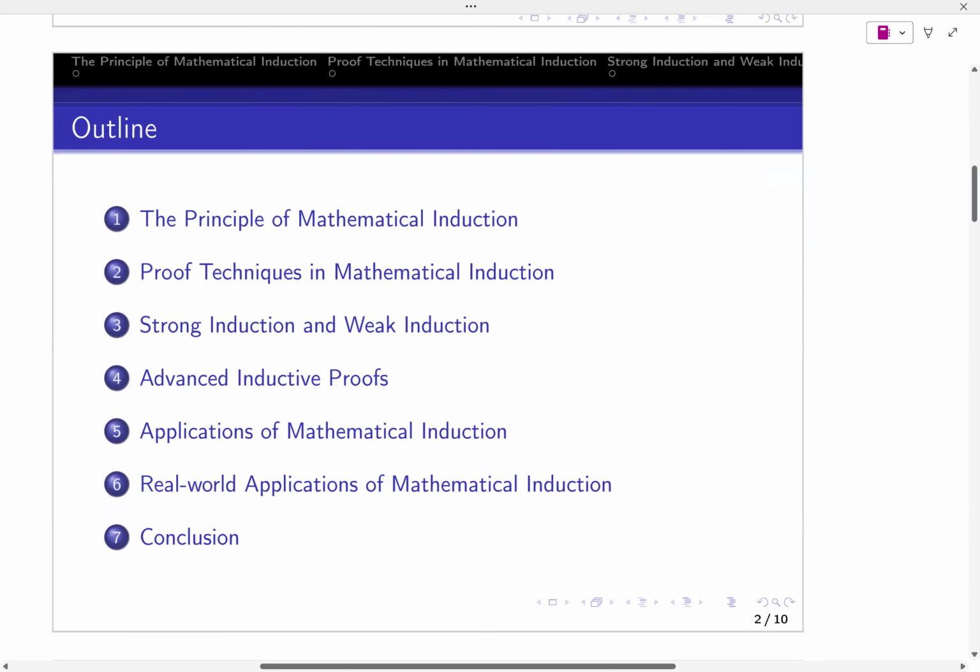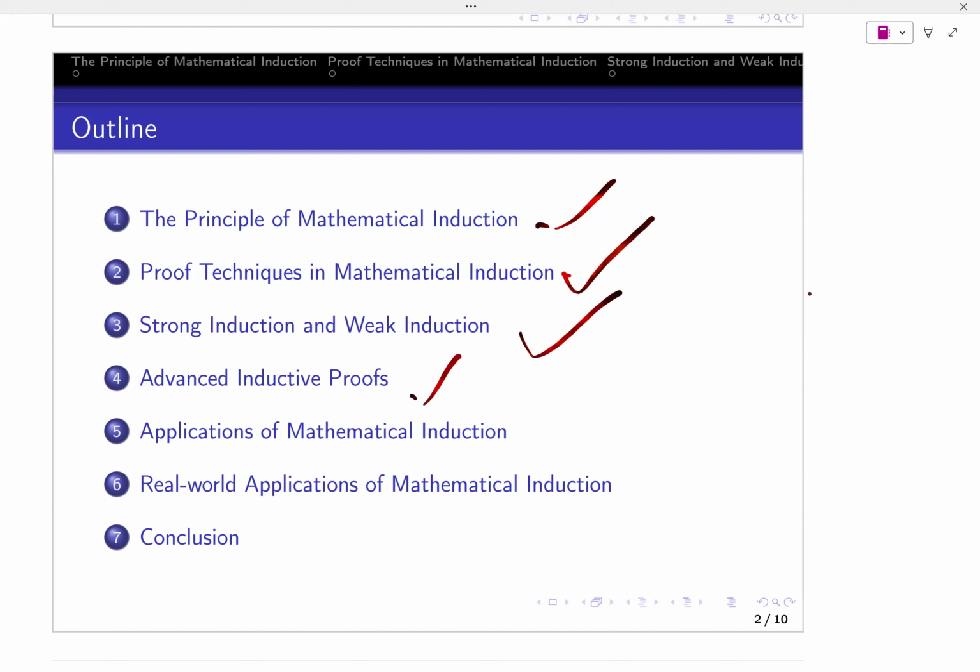Okay, in the outline, we'll be looking at the principle of mathematical induction, proof techniques in mathematical induction, strong induction and weak induction, advanced inductive proofs, applications of mathematical induction, real-world applications of mathematical induction, and some conclusion. And that will set the stage for the other videos to come in this series.